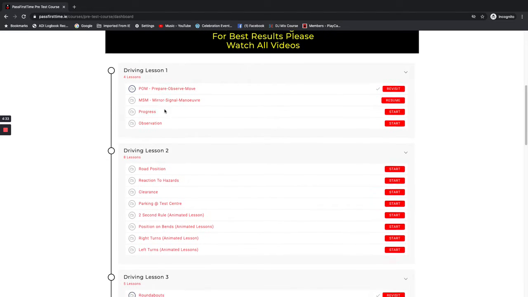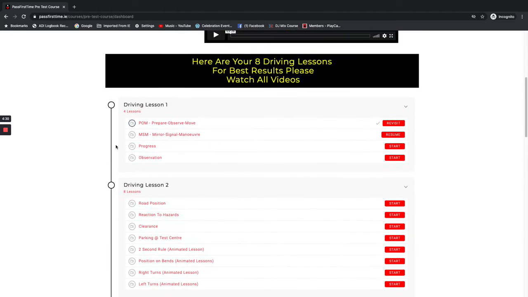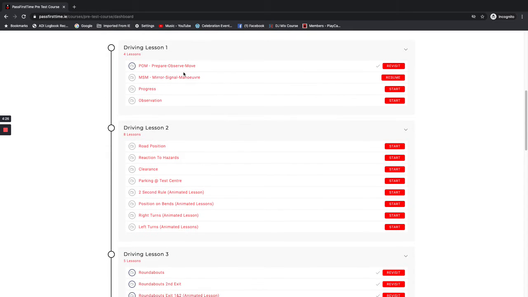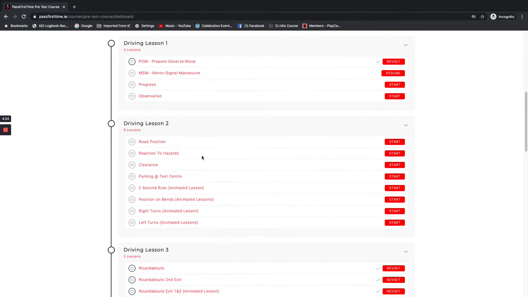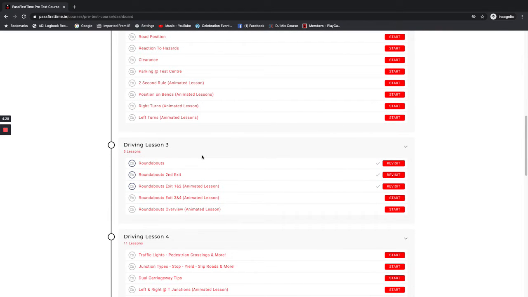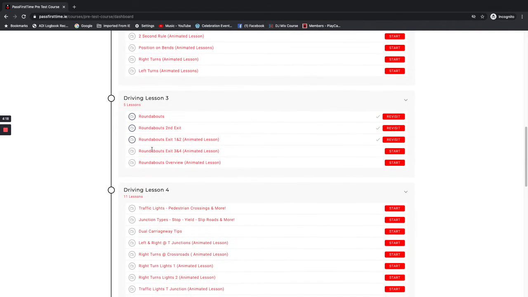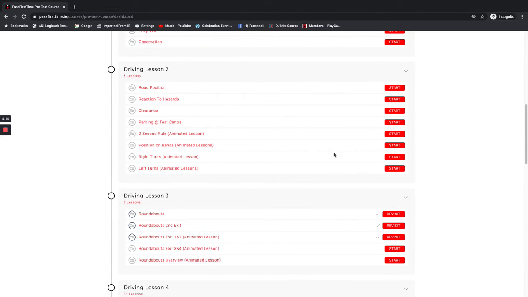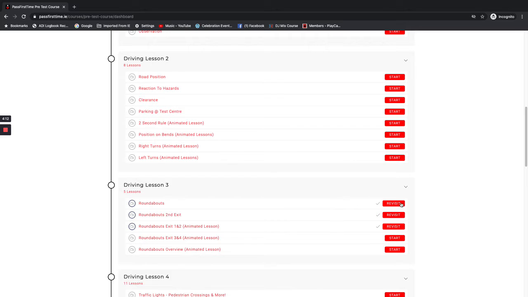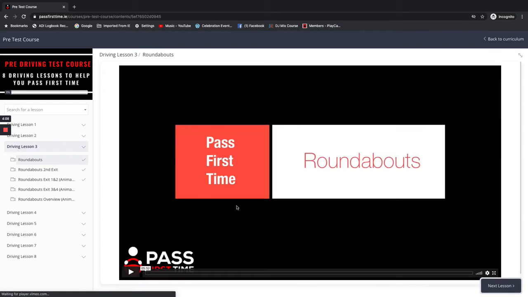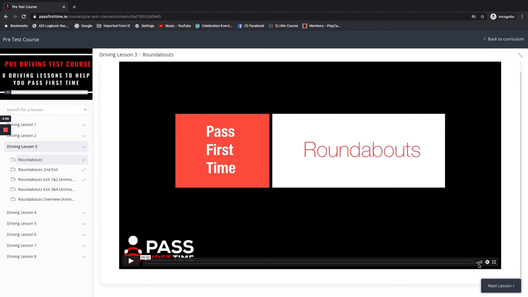It then goes through all of the lessons, starting at 1 down to 8, broken down into different modules and different topics. Prepare, Observe and Move is the first one. Lesson 2 is on road position, clearance, position on bends, right and left turns. 3 is roundabouts, and you can go through the course lesson by lesson if you wish, or you can just pick. For instance, if you wanted to start on roundabouts, you can click on the first lesson on roundabouts and the video opens up immediately.